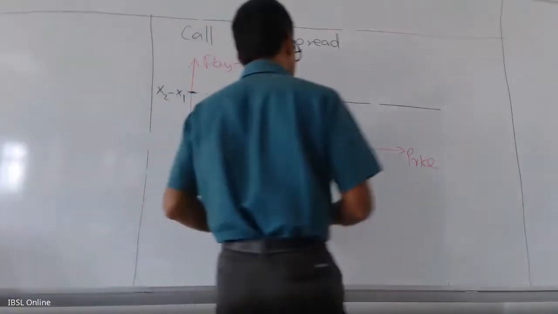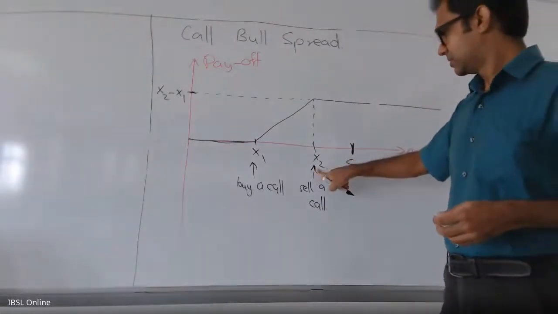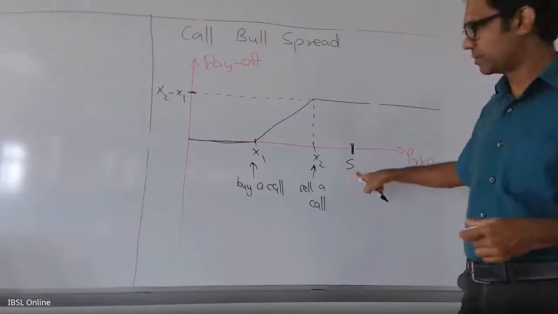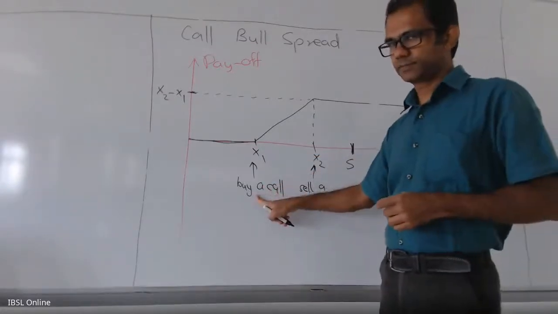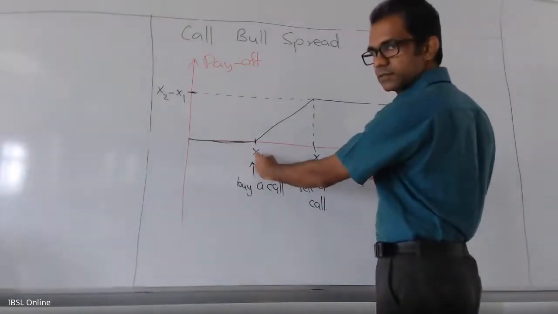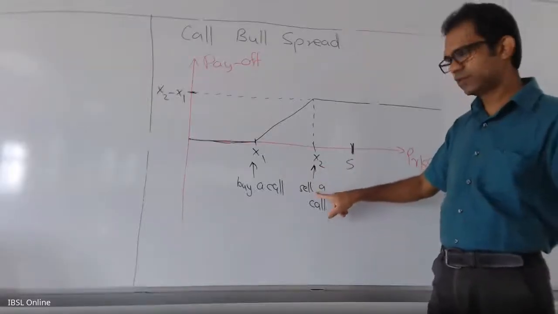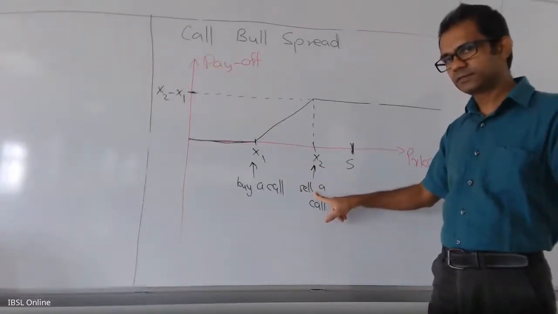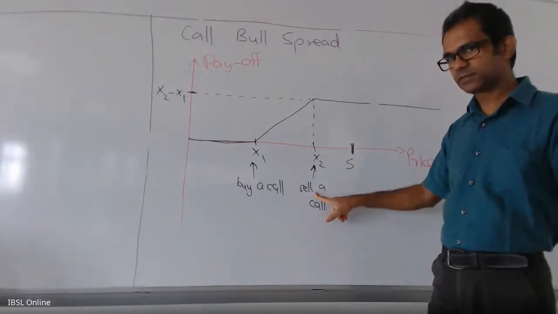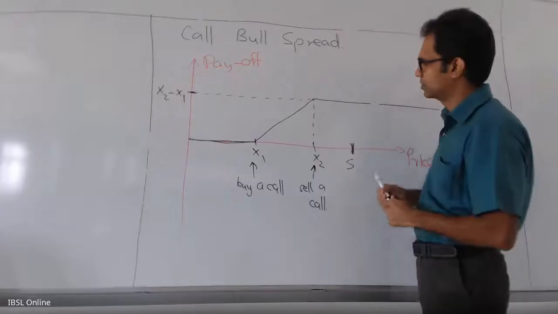What would happen when the price is somewhere here, which is above x2, the higher strike? Will you exercise your right? Yes. Then you will get the difference between x1 and S. Here, you will receive this difference. Will the buyer of this call option exercise his right? Yes. So then what do you pay? S minus x2.